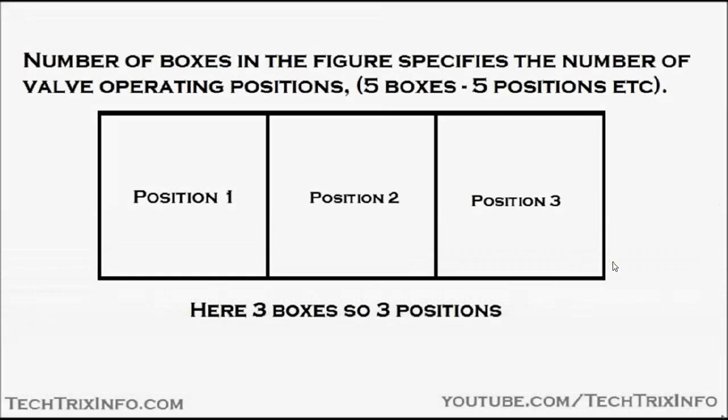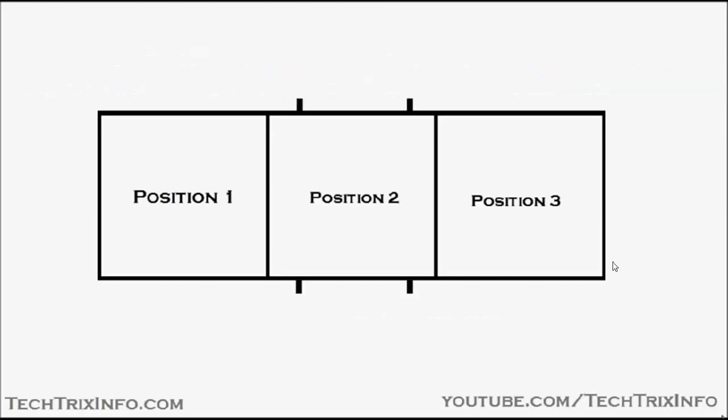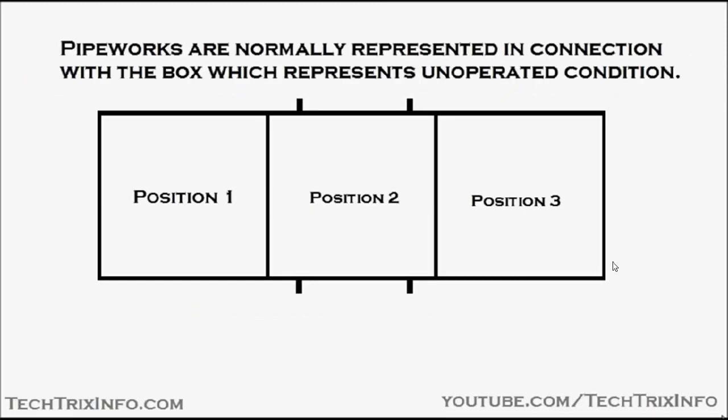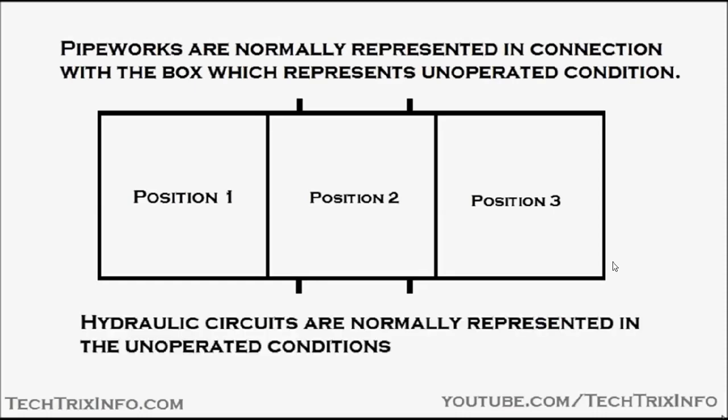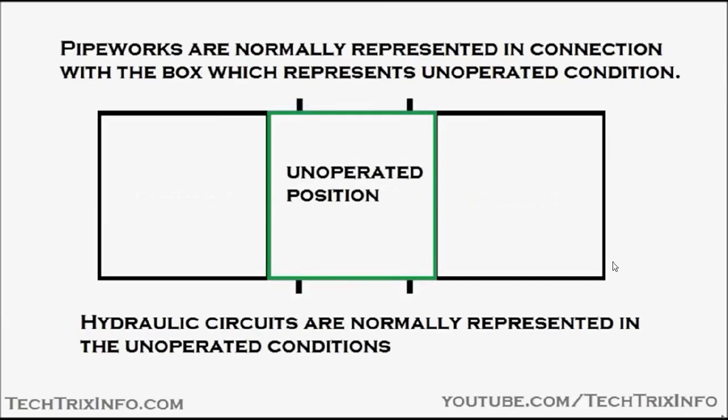Boxes in the figure specify the number of valve operating positions. So if we have 5 boxes, we have 5 positions, etc. Here we have 3 boxes, so a 3-position control valve is being represented. And now you can see the pipe works towards the control valve. The pipe works are normally represented in connection with the box which represents the unoperated condition. So here the unoperated condition is position 2, where all the ports are blocked. Hydraulic circuits are normally represented in the unoperated condition. So this is the unoperated position, which is position 2, and those are the pipe works there.